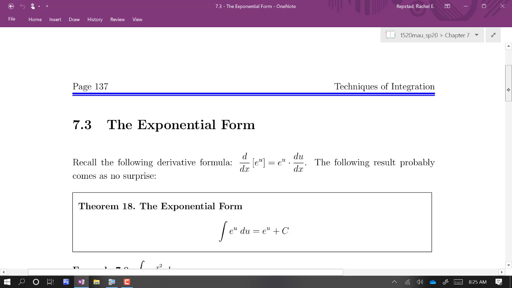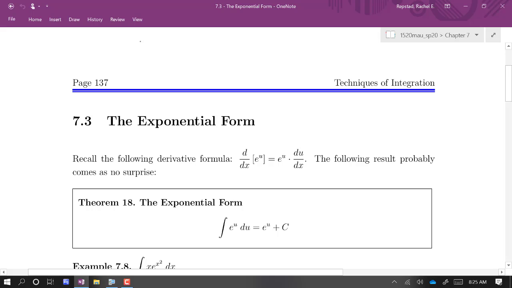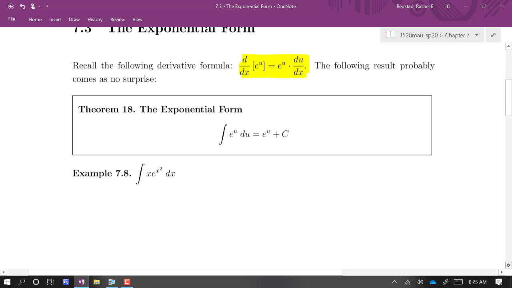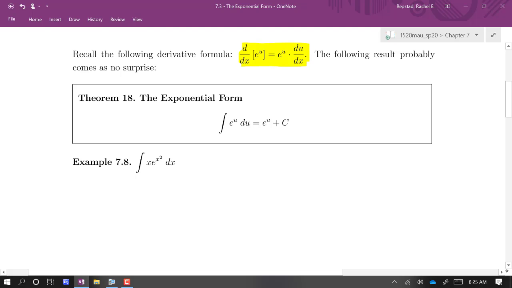Recall one of our favorite functions in calculus is the exponential function. Remember that the derivative of e to the stuff is e to the stuff, right? Of course, we have to remember the chain rule, but it's its own derivative. And so that gives us a nice integral rule that the integral of e to the u du is e to the u plus a constant, of course. So we're going to just get some practice recognizing this form and integrating when we do see it.